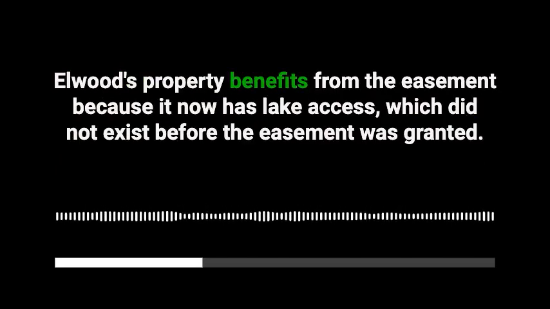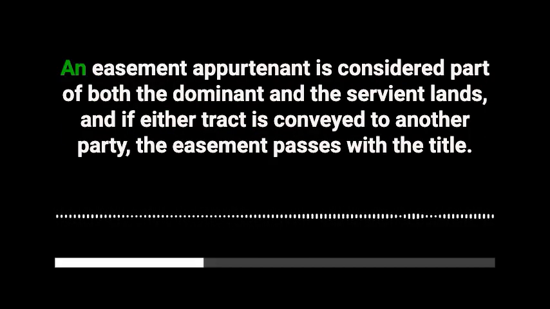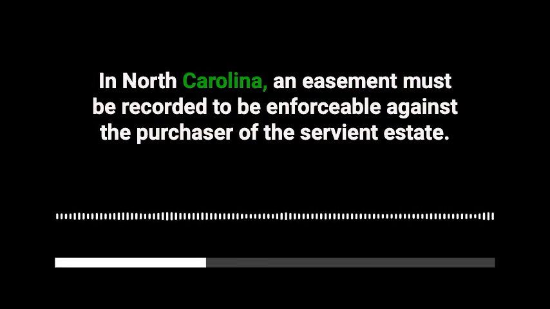Elwood's property benefits from the easement because it now has lake access, which did not exist before the easement was granted. An easement appurtenant is considered part of both the dominant and the servient lands, and if either tract is conveyed to another party, the easement passes with the title. In legal terms, the easement runs with the land. In North Carolina, an easement must be recorded to be enforceable against the purchaser of the servient estate.